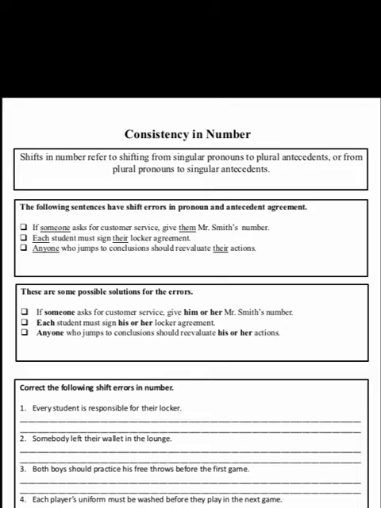Each student must sign their locker agreement. Each indicates a singular pronoun. Each, every, someone, all indicate singular pronouns, so we would use singular antecedents. Each student must sign his or her locker agreement. I have a couple of stations for you to practice consistency in voice and number and point of view, and also consistency in using subjunctive mood or indicative mood.